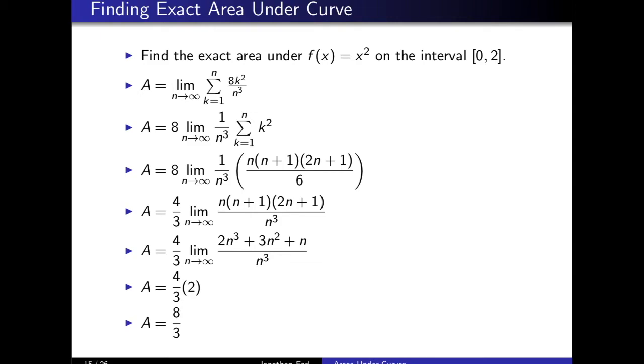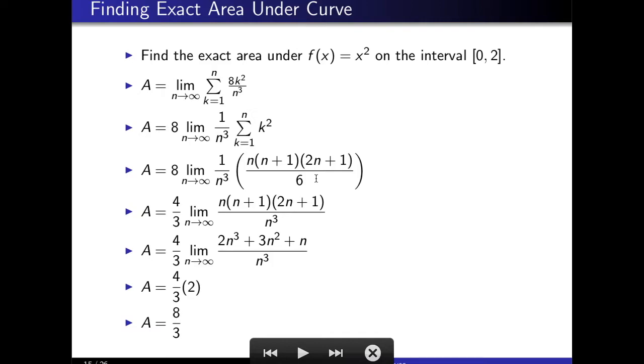And now this is where I'm referring back to the closed forms for special sums that I had at the very beginning. And the sum of k squared, k going from 1 to n, is found to be n times n plus 1 times 2n plus 1, all divided by 6.